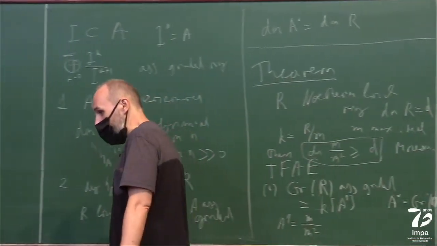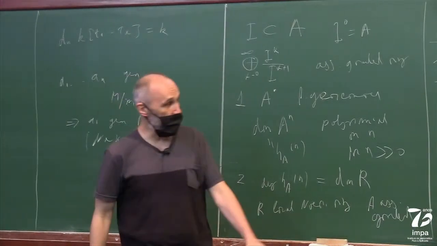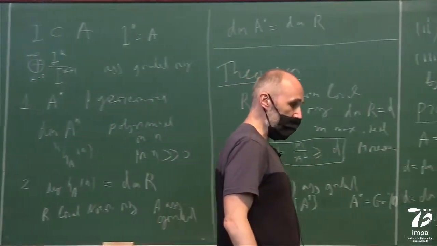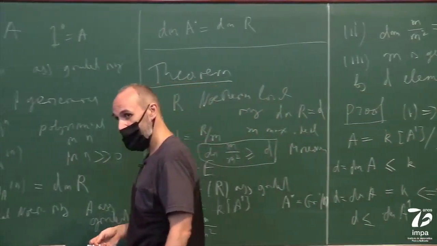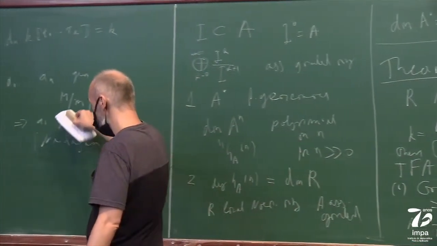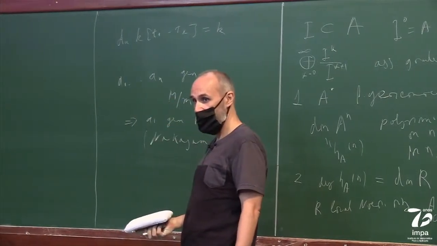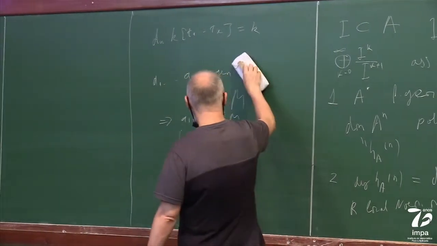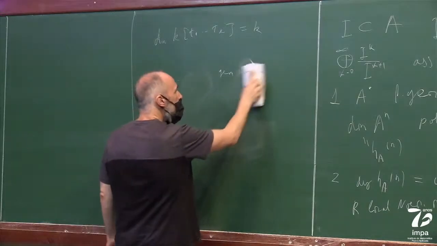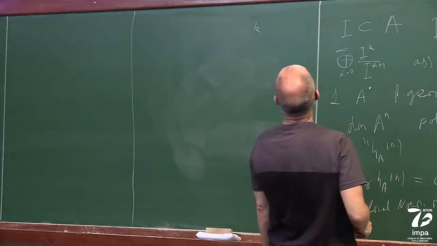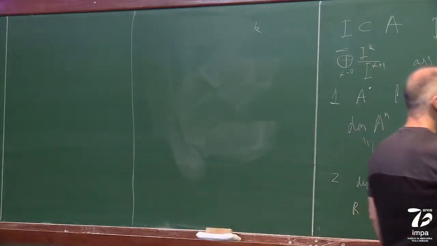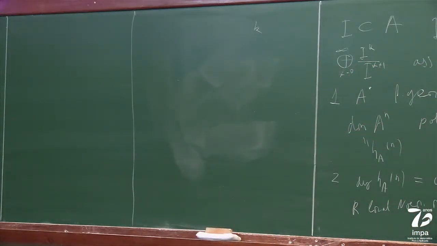So the number of generators for M up to M squared and the number of generators of M is the same by Nakayama, as I wrote here. Okay. So this is theorem 3. At some point I will refer to it.